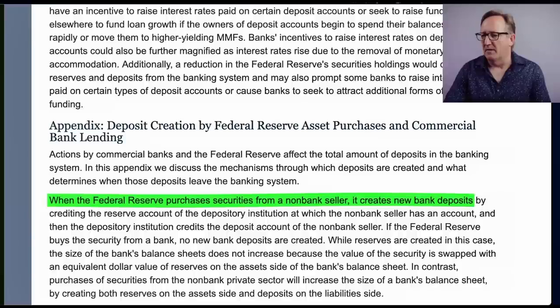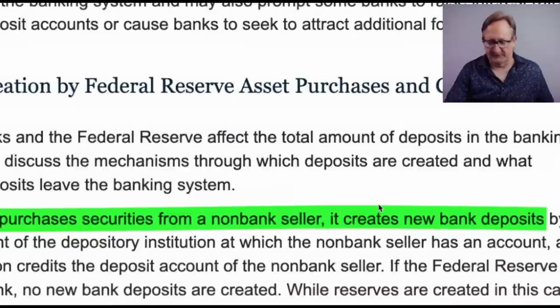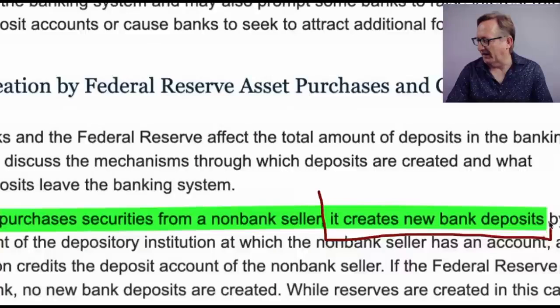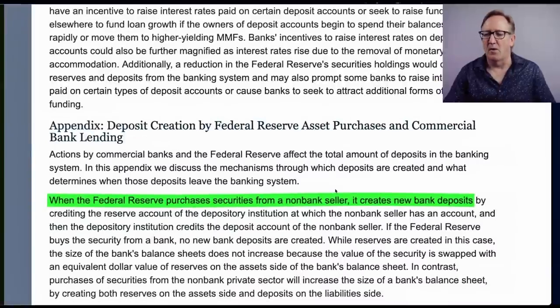I've been saying the Fed causes new bank deposits to be created when it buys assets from non-banks. The Fed paper right here, you can see it, comes right out and says it, meaning the Fed purchases of assets from a non-bank, it creates new bank deposits. That's very, very direct language by the Fed. Remember those 5 words, because they're really the most important 5 words the Fed's written since 2008.